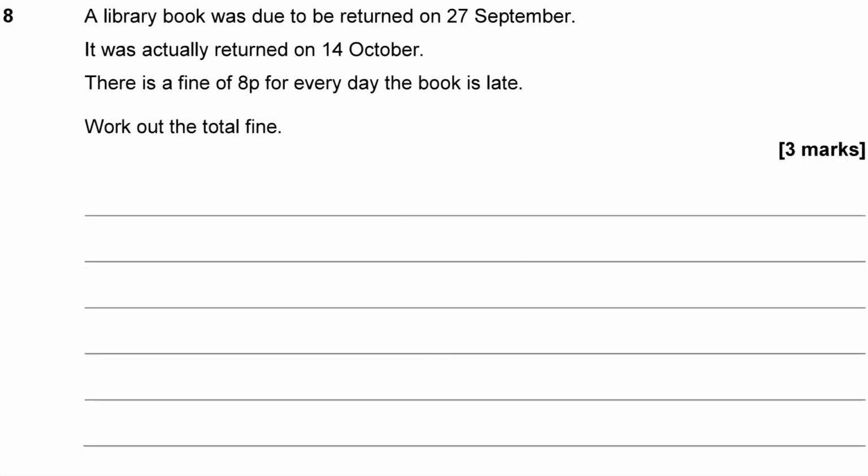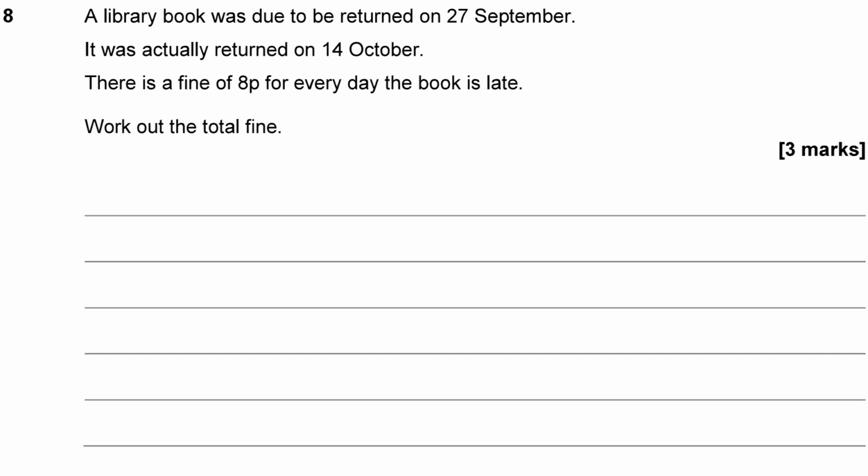Question 8. A library book was due to be returned on the 27th of September. It was actually returned on the 14th of October. There is a fine of 8p for every 1 day the book is late. Work out the total fine.